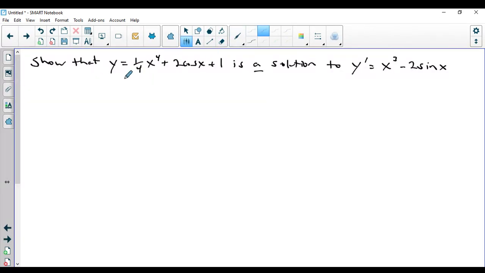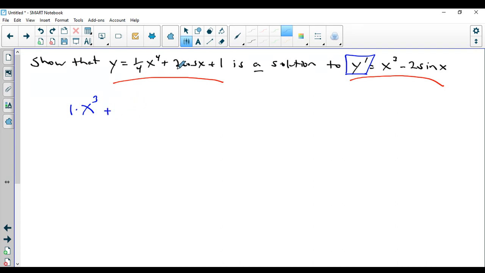Same type of question. Show that this particular solution is a solution to this differential equation. So here we are again. You're like, I have to substitute in. Well, there's no y to substitute in here, but there is a y prime. What is y prime? That's the derivative of y, which would be the derivative of this. The derivative of a sum is the sum of the derivatives. The derivative of 1/4 x to the 4th is 4 times a 4th, which is just 1. So I'm literally just going to write 1 x cubed. That's the power rule.